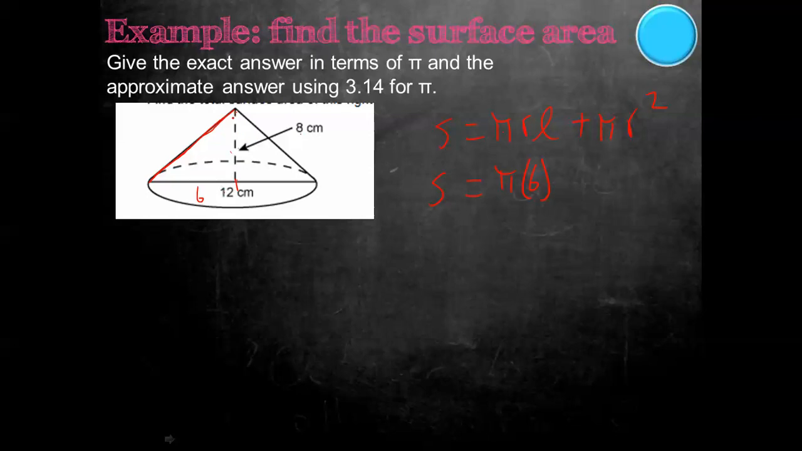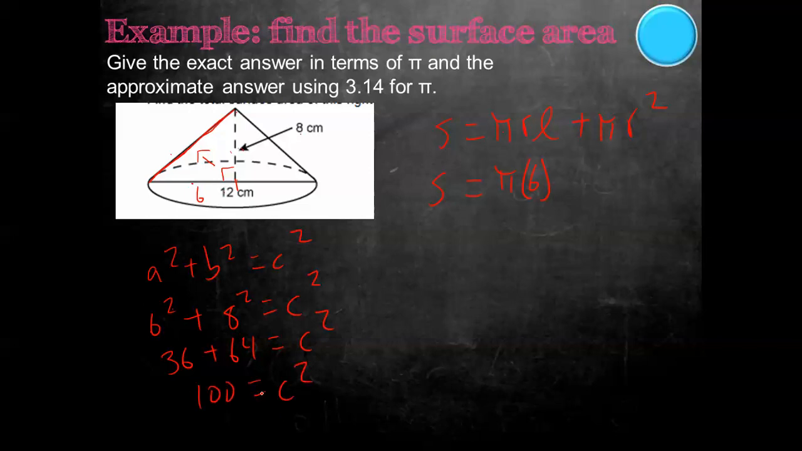So if we look right here, what do we know? The altitude is perpendicular, right? So we know that this is a right triangle, and this is the hypotenuse. Since we know the radius and the height, then we can use the Pythagorean theorem. a squared plus b squared equals c squared. So we can say 6 squared plus 8 squared equals c squared. 6 times 6 is 36. 8 times 8 is 64. And then we're going to add those two together. Take the square root, and we're going to get c equals 10.